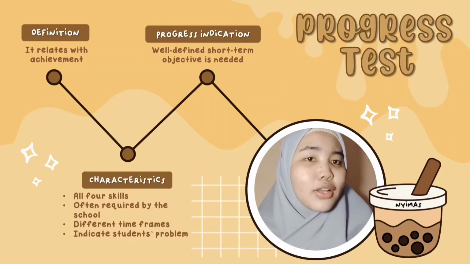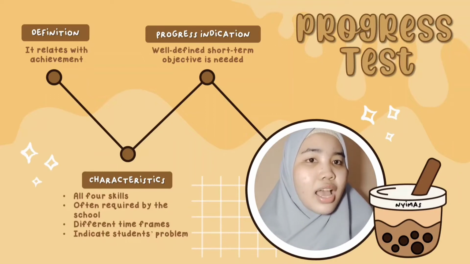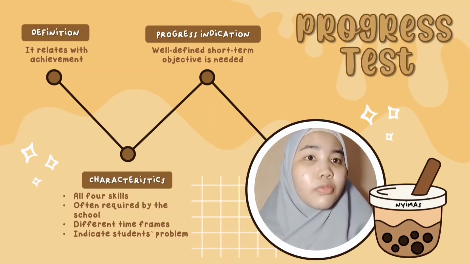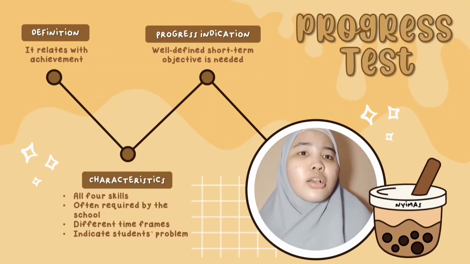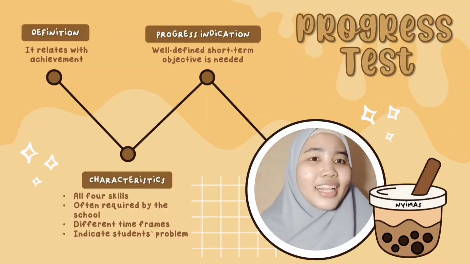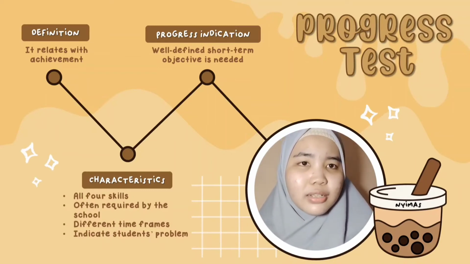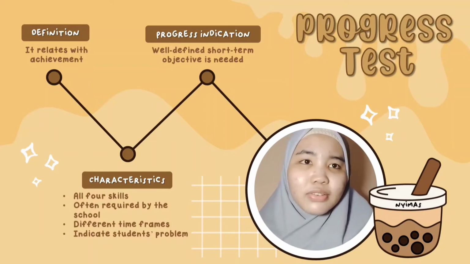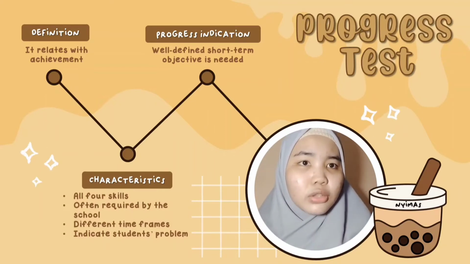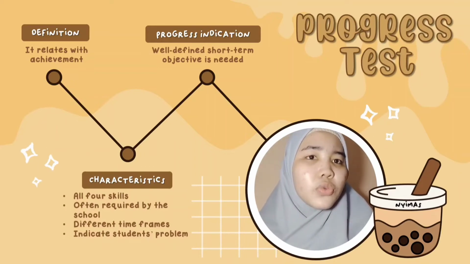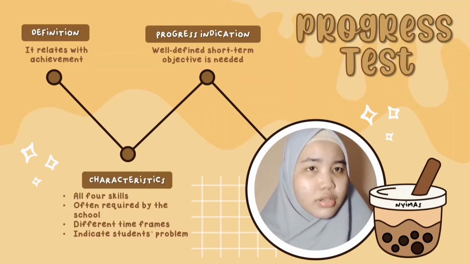And last but not least, a characteristic of progress test is that it indicates areas the students are having problems with and suggests we should go over them again. And now, the last point of progress test is progress indication. One way of measuring progress is repeatedly to administer the final achievement test. In this case, increasing scores indicate the progress made.